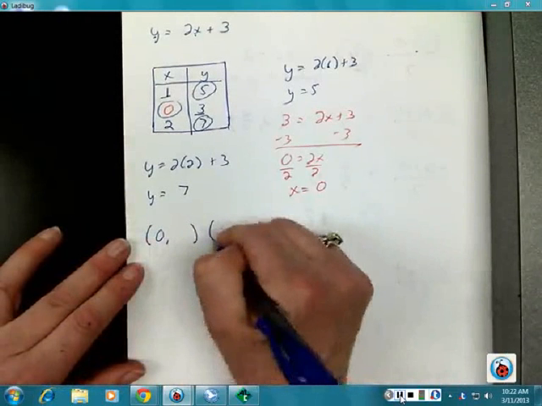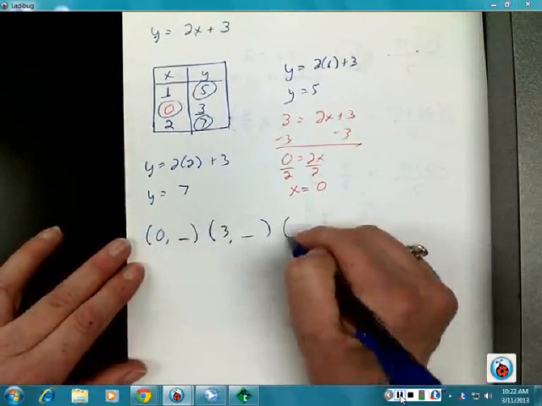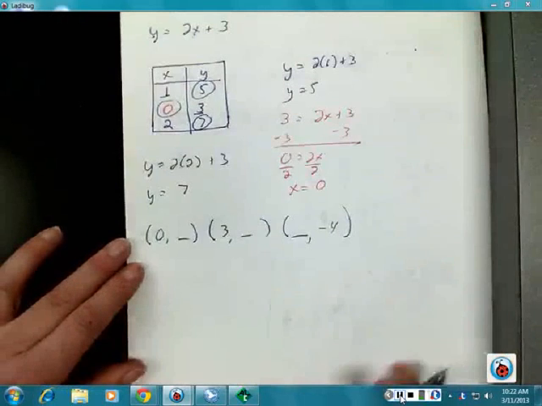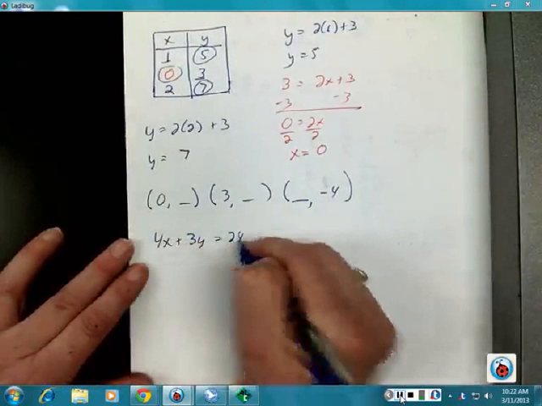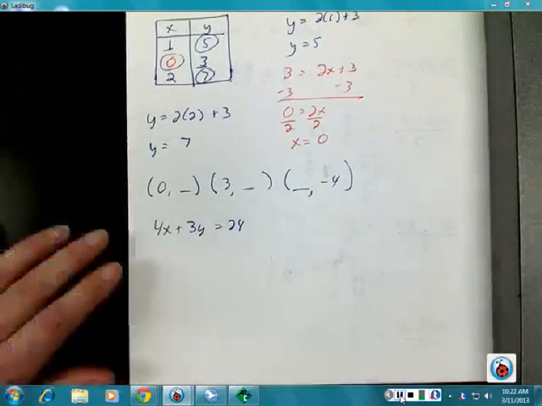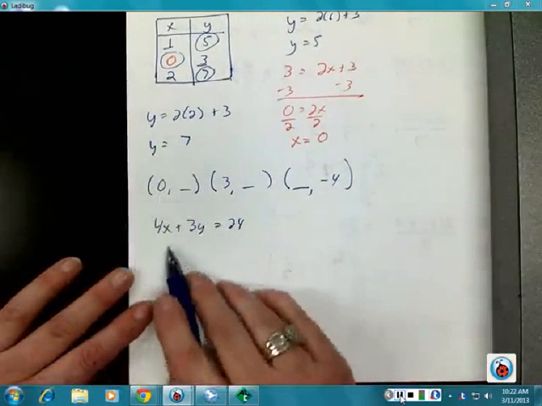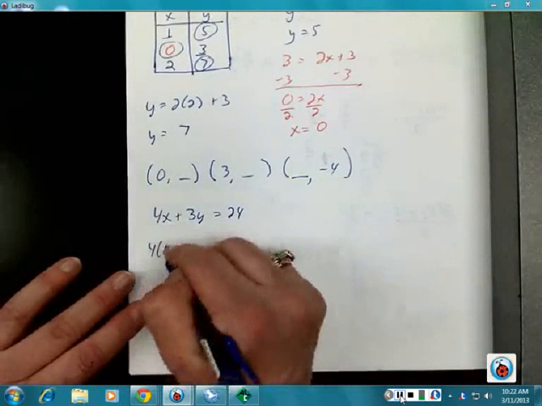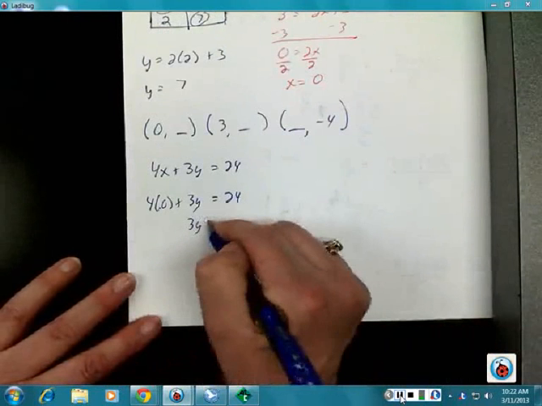They may also give you ordered pairs. 0 something, 3 something, and negative 4 with something missing up the front, and give you the equation of 4x plus 3y equals 24. So it may say find the missing pieces in these 3 points that you're given for this equation. So same principle. Plug in your 0. Where am I going to plug 0 in at? 0 goes in for x. So 4 times 0 plus 3y equals 24. So 0 is here, so 3y equals 24.